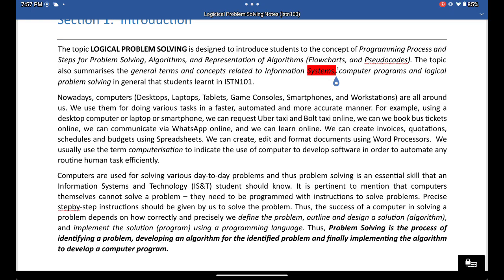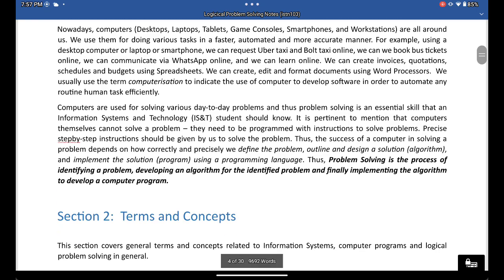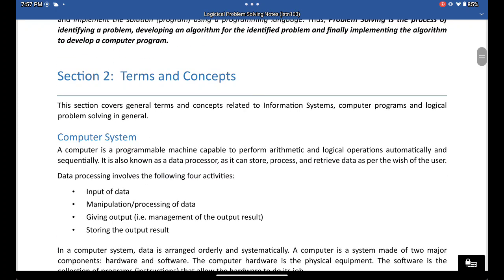In this topic, you learn about computers, coding, and programming, how they basically make a computer work. That's basically a summary of logical problem solving. So what you need to know is what a computer is, literally a computer system. A computer system is a machine, right?